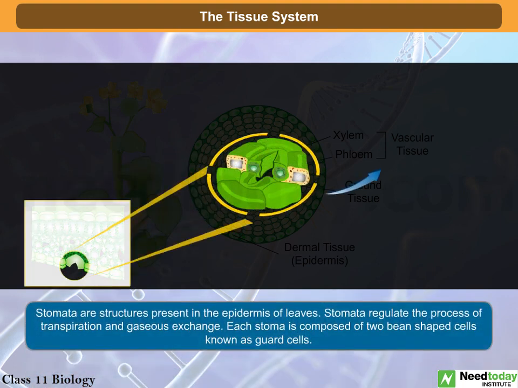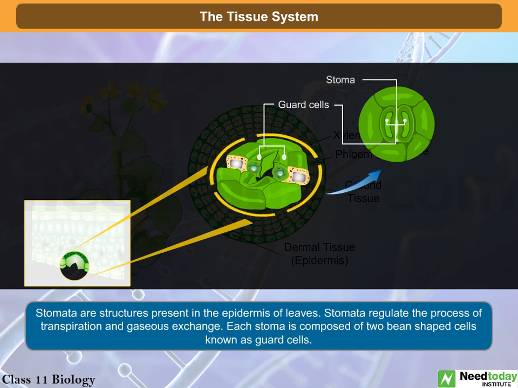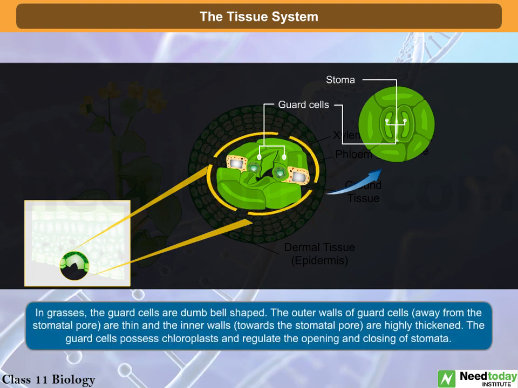Stomata are structures present in the epidermis of leaves. Stomata regulate the process of transpiration and gaseous exchange. Each stoma is composed of two bean-shaped cells known as guard cells. In grasses, the guard cells are dumbbell-shaped.